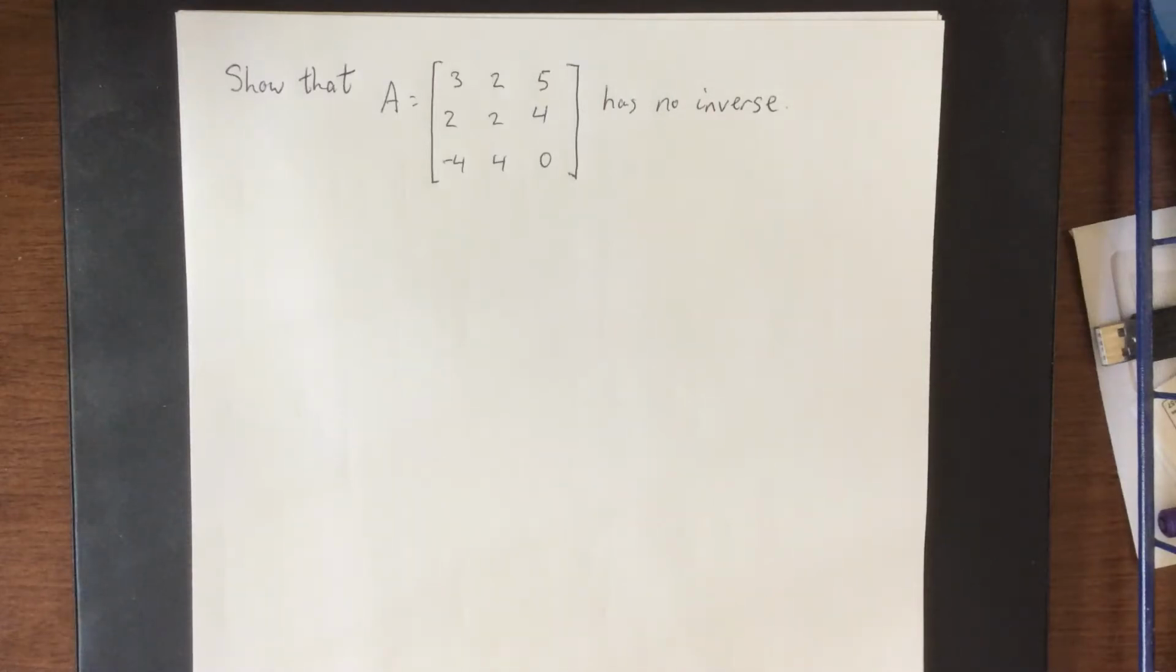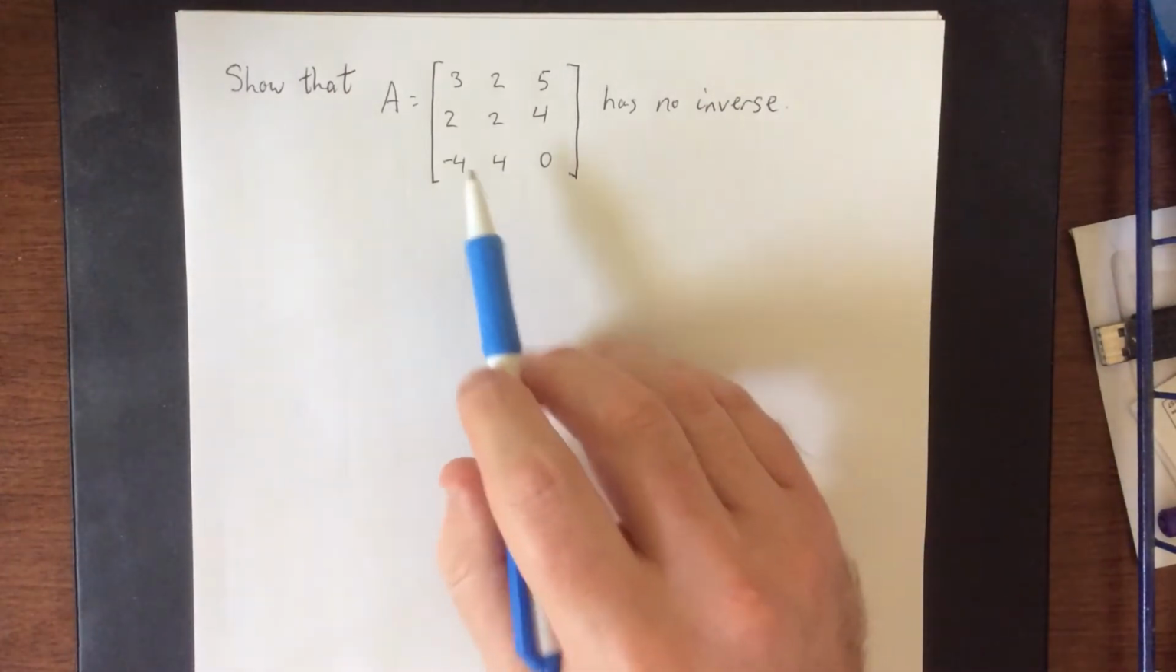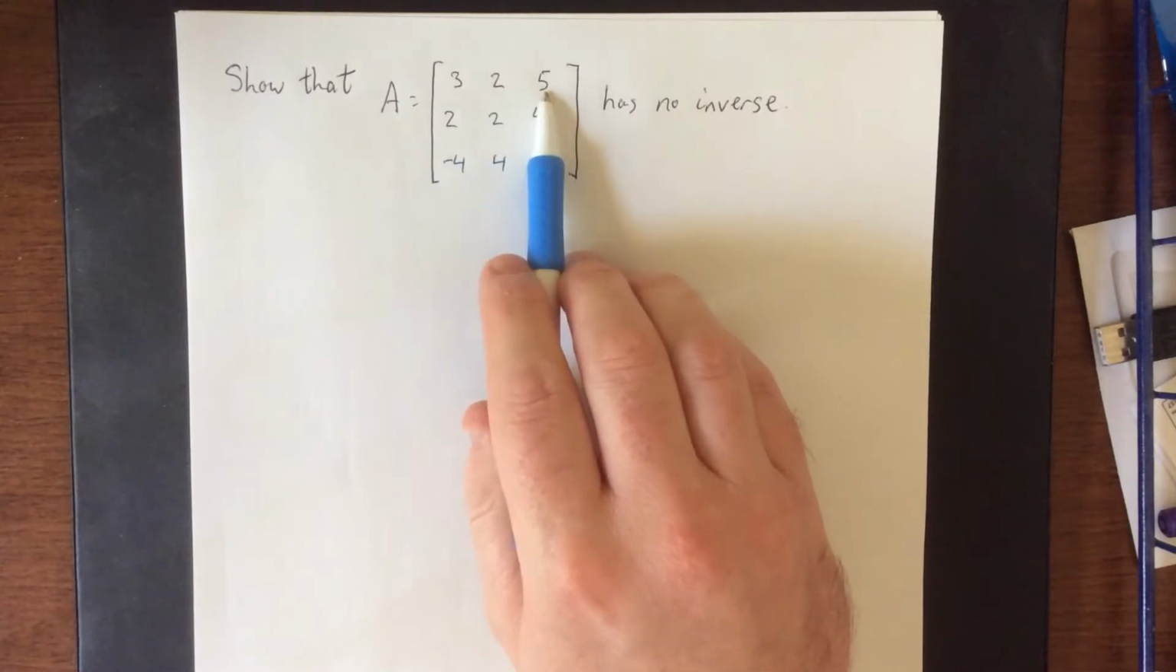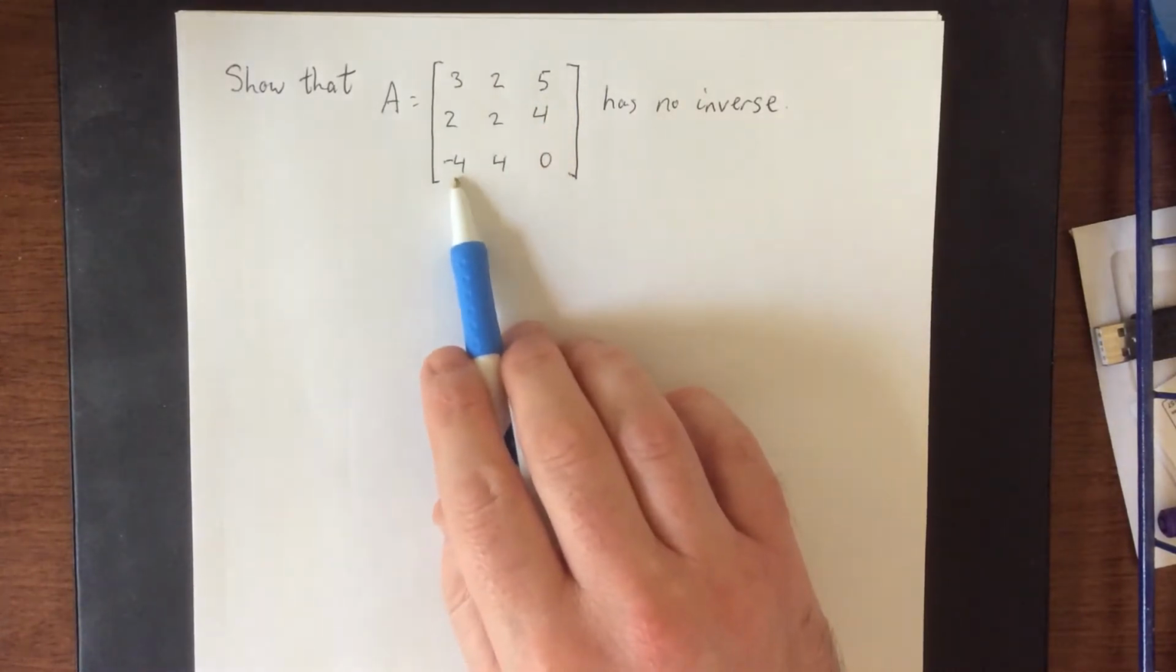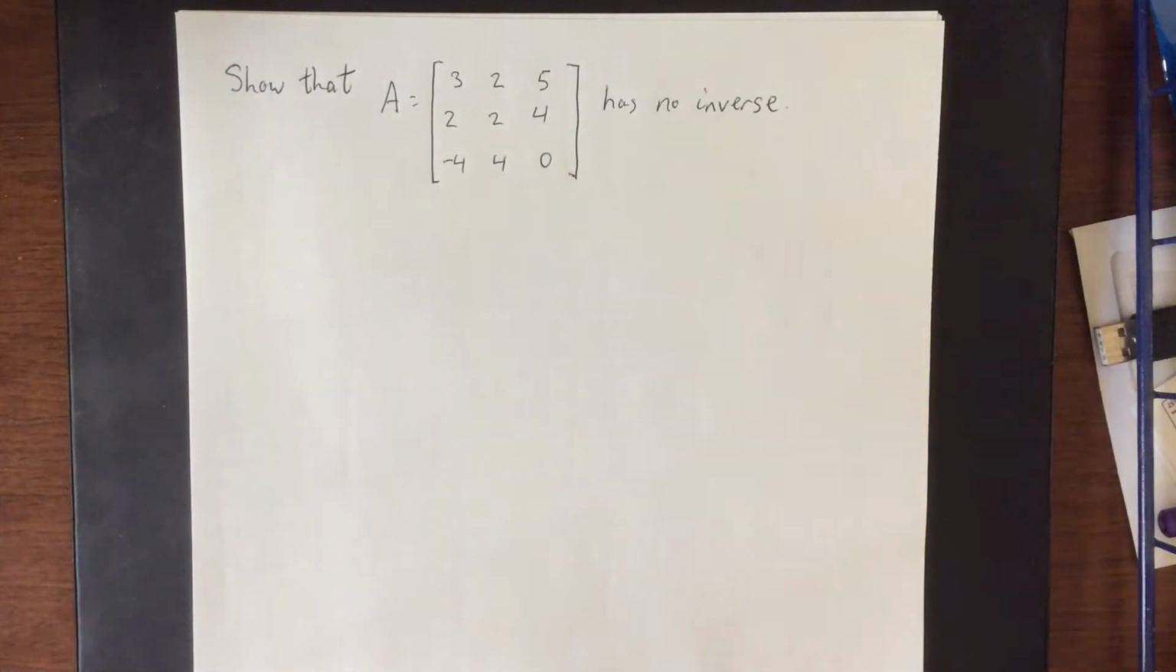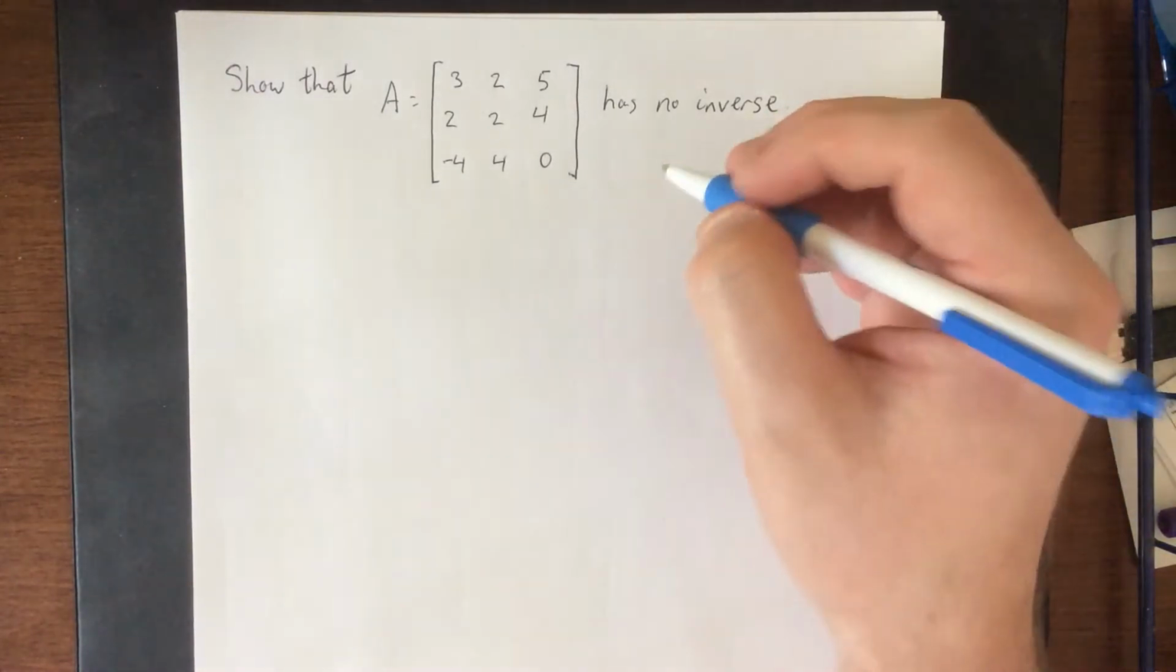In this example, we're going to be showing that this 3 by 3 matrix has no inverse. For this 3 by 3 matrix, the first row is 3, 2, 5. Second row is 2, 2, 4. And the third row is negative 4, 4, 0.